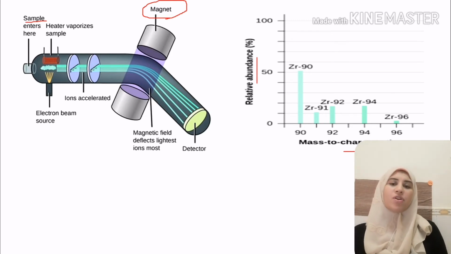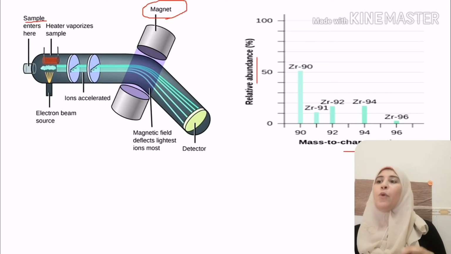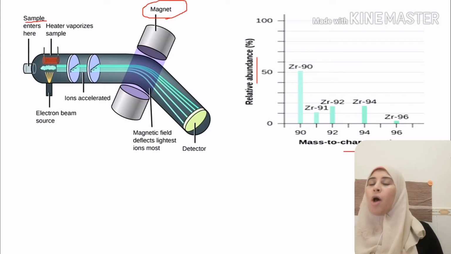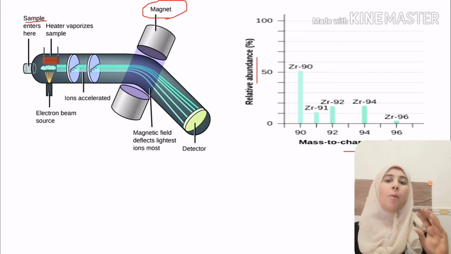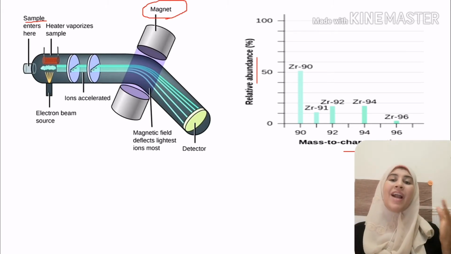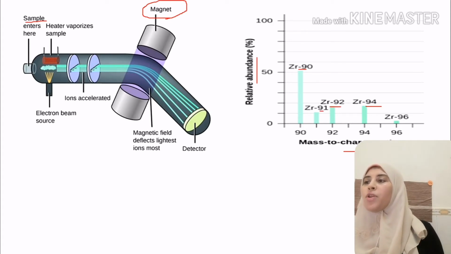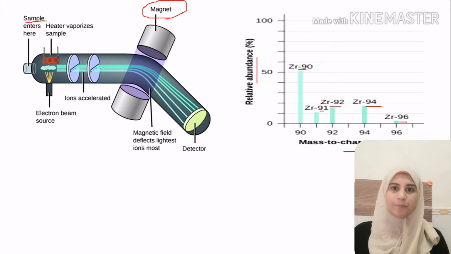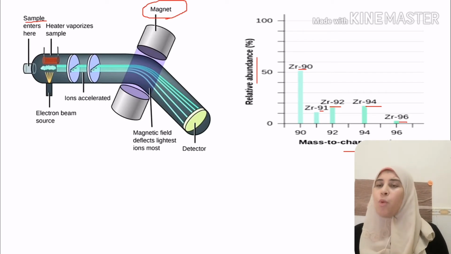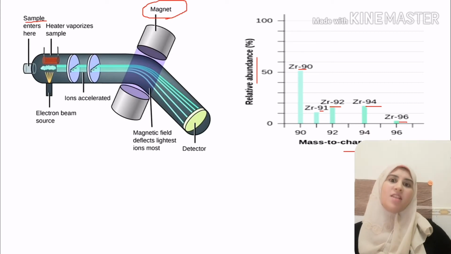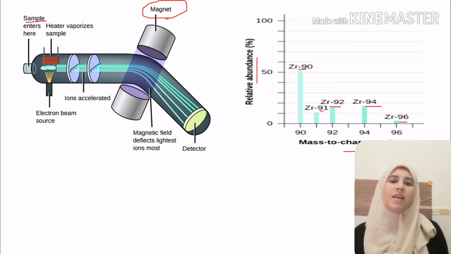For example, we have zirconium as an example. We have 5 isotopes for zirconium. All of them are different in their atomic mass. The first one is 90, second one 91, third one 92, fourth one 94, and the last one is 96. So they are different in their atomic mass. The first one is thin, the last one is heavy. So they are moving at different speeds.